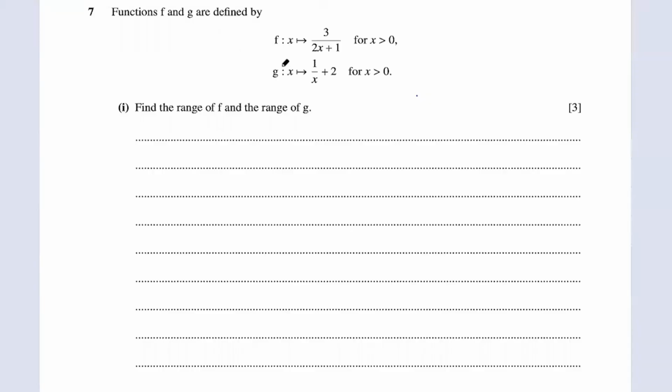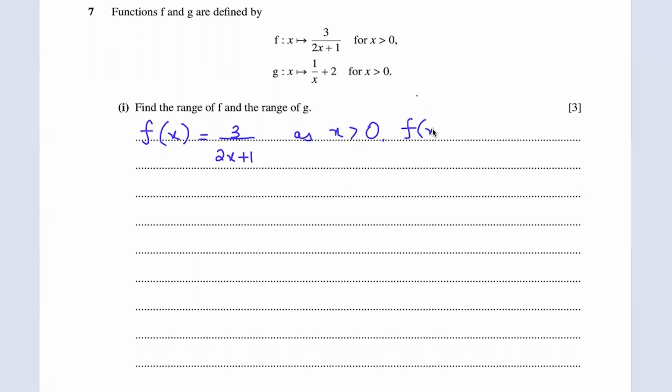Question 7, we have two functions, f of x equals 3 upon 2x plus 1 and g of x equals 1 upon x plus 2. We have to find the range of f. Now as f of x is equal to 3 upon 2x plus 1 and the value of x is greater than 0, as we substitute positive values of x, the value of the whole function will keep on decreasing. As the denominator increases, the value of the function decreases as x is greater than 0.